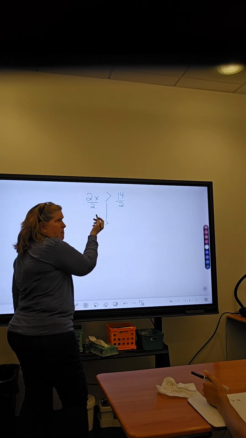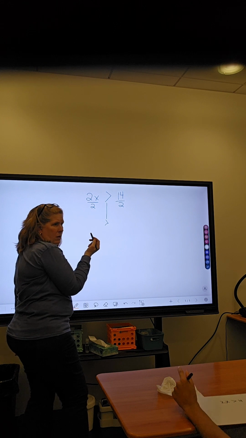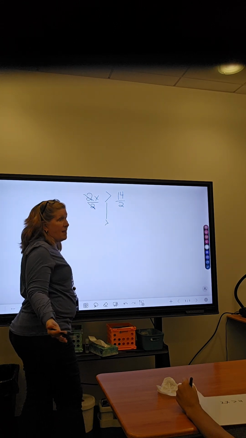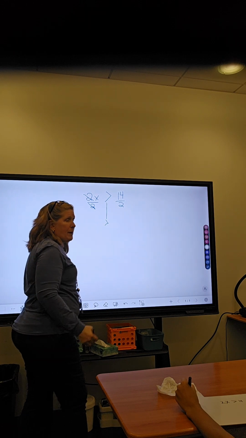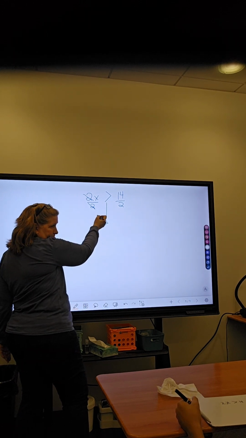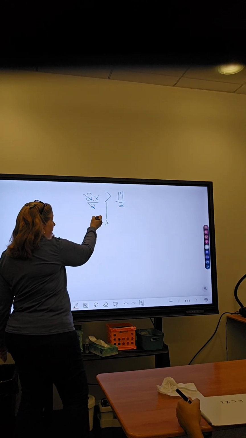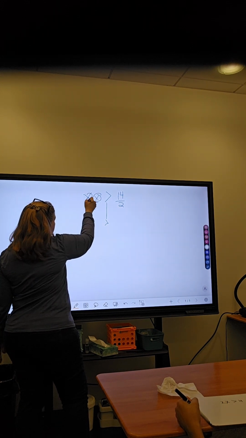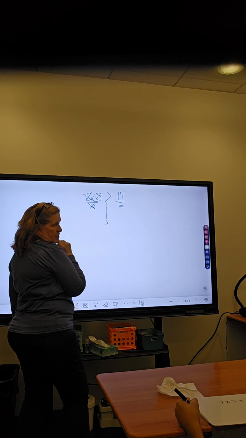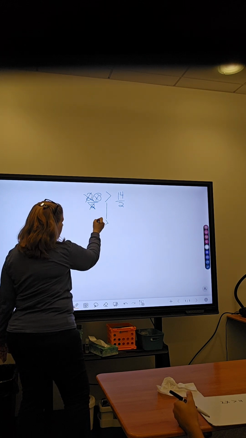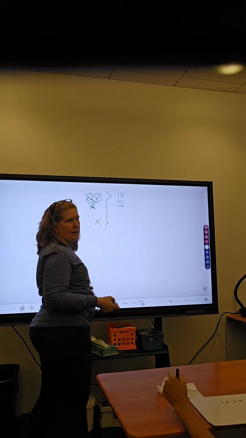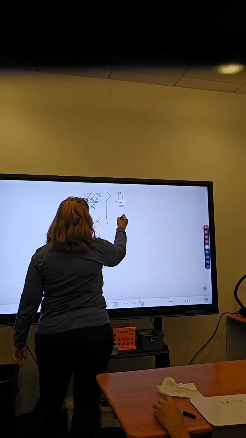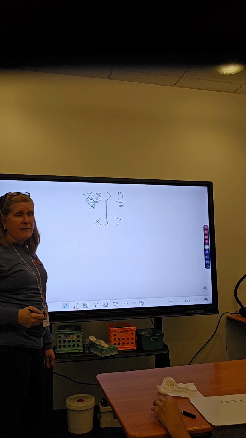Do I have to do the math right here? No, because I'm using inverse operations. They cancel out. What am I left with, friend? When I cancel these out, because they're inverse, I'm left with x. All right, Ryan, I got 14 divided by 2. 7. I got 7.